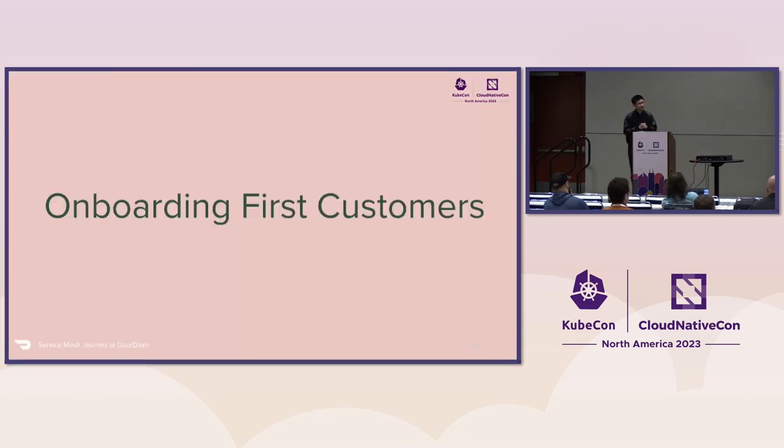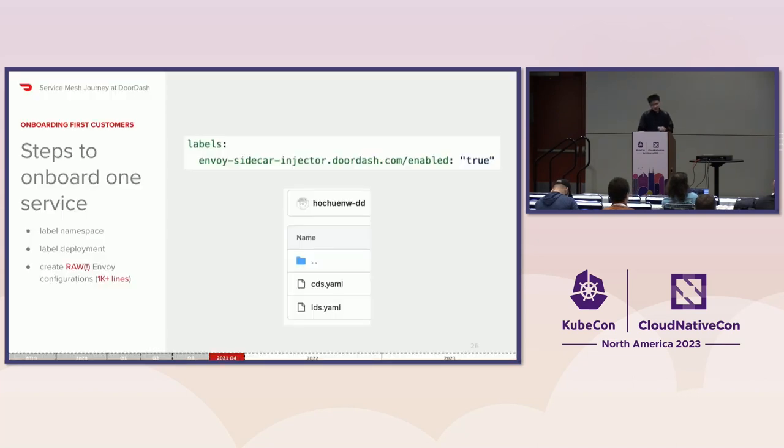So once we successfully implemented and tested our solution in staging, we onboarded two critical Python services, which included the payment service, the one that caused the site-wide outage. A little bit about the onboarding process: it requires two steps. Firstly, similar to many open source solutions, we need to add a custom label to the namespace and deployment spec. And then we also need to create raw Envoy configurations, which at the time typically included around 1,000 lines of configurations, which, as you can imagine, was overwhelming for everyone, even though we just had two customers. So the good news for developers was that they didn't need to modify any application code.